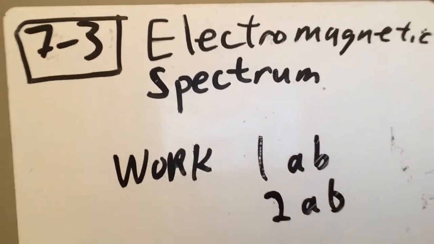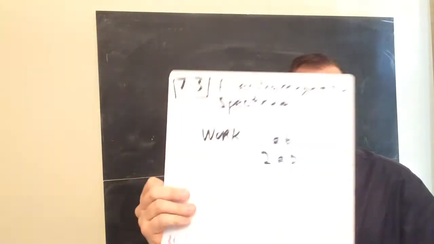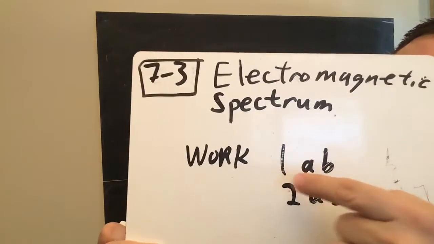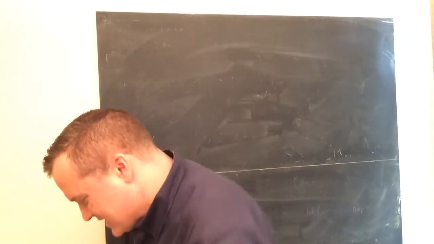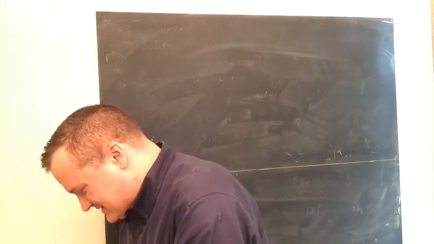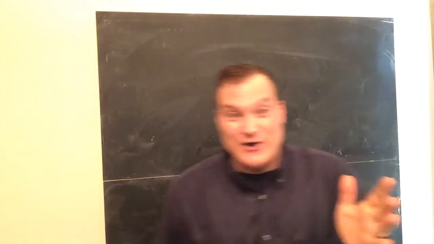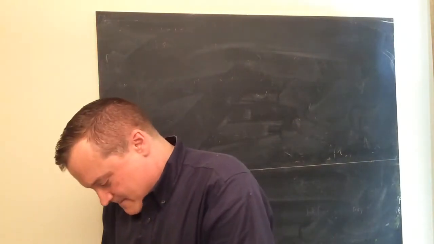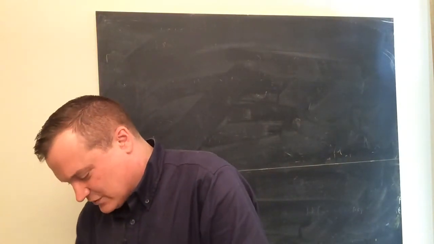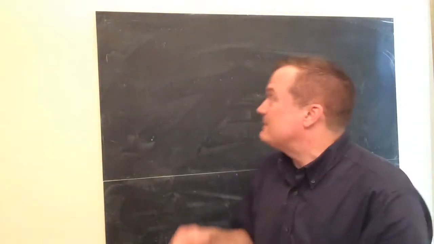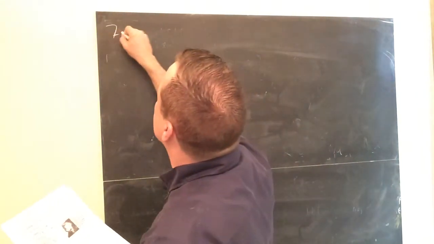7.3, electromagnetic spectrum. Yes, I have a new pen. You can see now. Work, number 1 AB and number 2 AB. Okay, so for AP students, I probably put these, you're having to do 2 lessons in a row. But anyway, this should be a shorter, a little bit easier one. And I talked a lot about this in the last lesson.